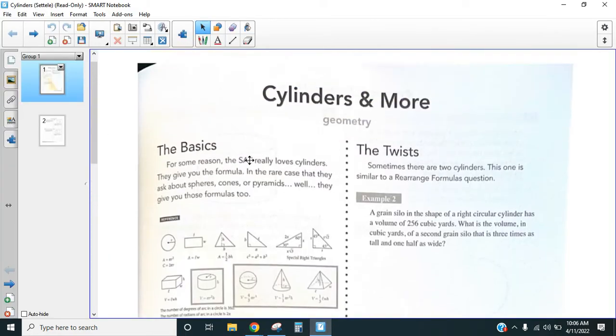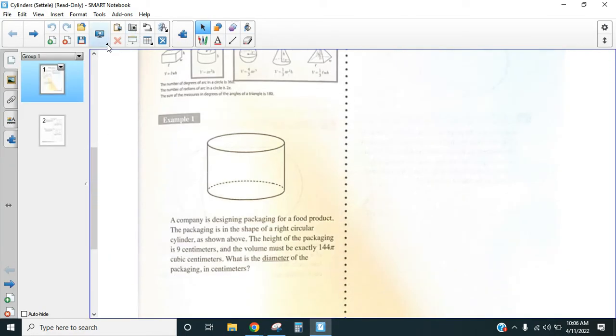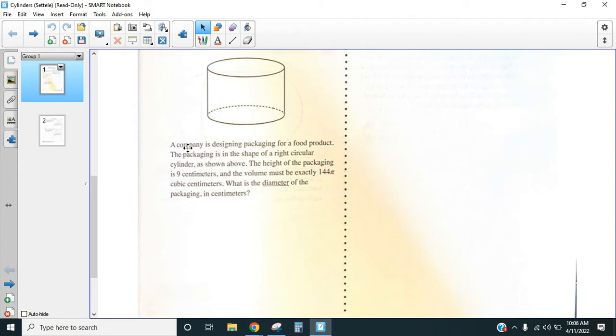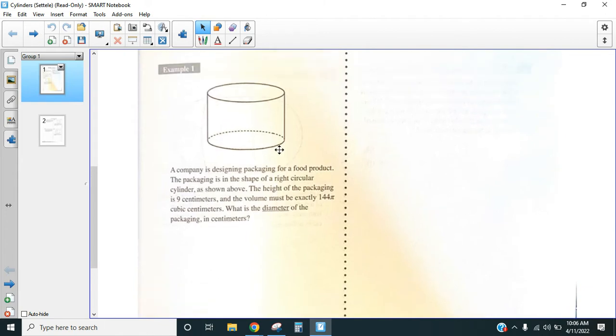All right, so anyway, cylinders, example one. The company is designing packaging for a food product. The packaging is in the shape of a right circular cylinder shown above. The height of the packaging is 9 centimeters. The volume must be exactly 144 pi.